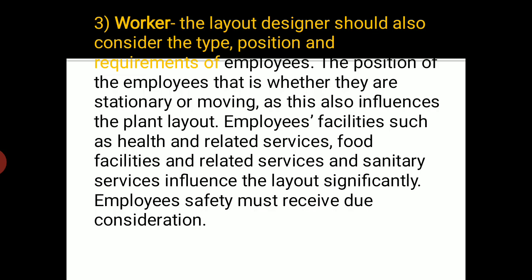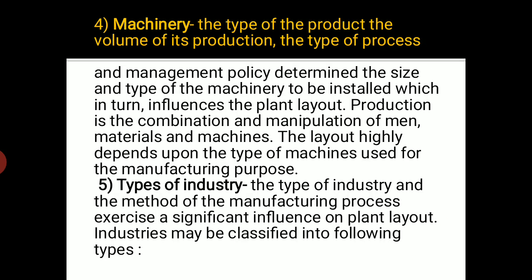So up till now, of the factors affecting the layout, we have seen the machines, the product, and the worker. Here we are moving to the fourth one, that is machinery. The machinery we are going to use may at times be very heavy, at times light, and accordingly we need to make the arrangement. The type of product, the volume of production, the type of process, and the management policy determine the size and type of the machinery to be installed, which in turn influences the plant layout.